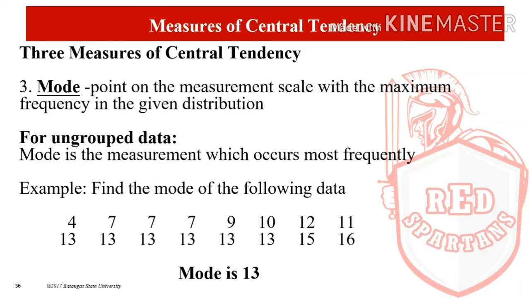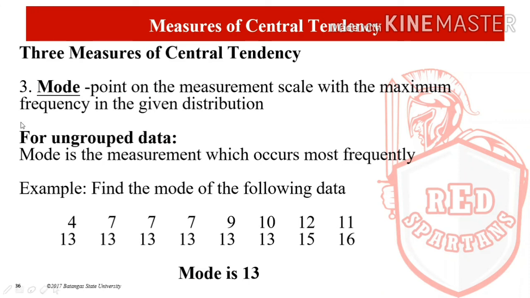So, last measure of central tendency is the mode. Mode is the point on the measurement scale with the maximum frequency in the given distribution. For ungrouped data, mode is the measurement which occurs most frequently. Gaano ba kadalas nag-occur yung ganung score or data or observation. So, for example, find the mode of the following data. Meron tayong 16 na score or observation dito.